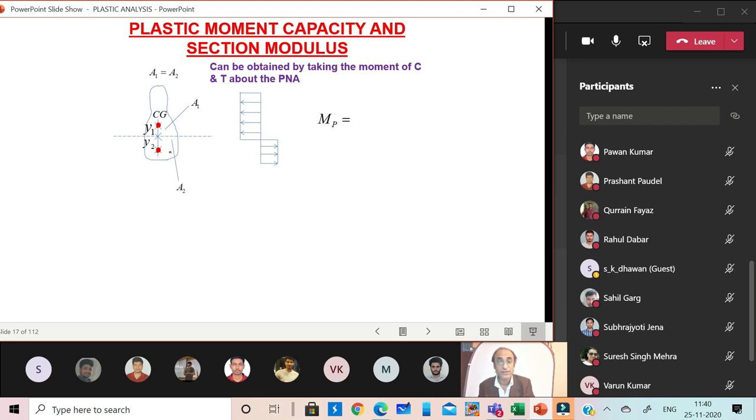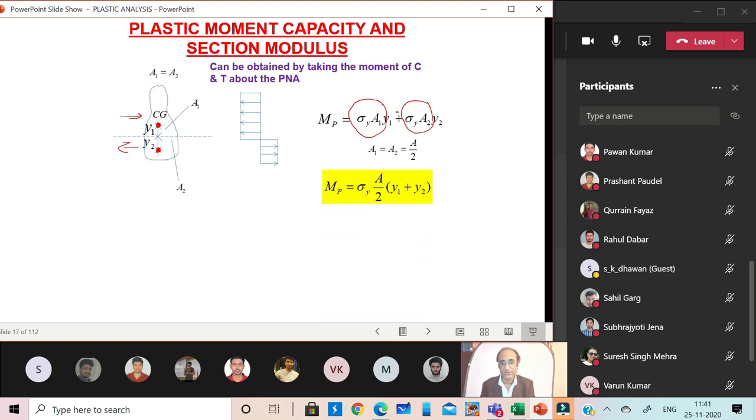Now we derive an expression for the plastic moment. What is the plastic moment? On one side we have compression and on the other side we have tension. Their values multiplied by the lever arm give us the plastic moment. Sigma y multiplied by area 1 is the compression force, sigma y into area 2 is the tensile force, and we multiply by their respective neutral axis depths, and then we get this expression for the plastic moment.